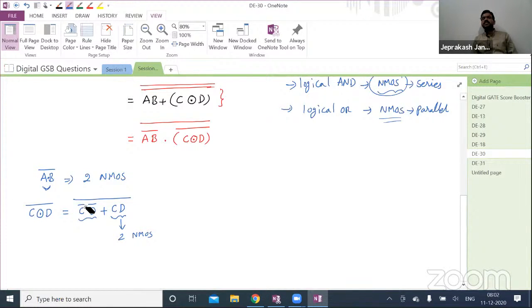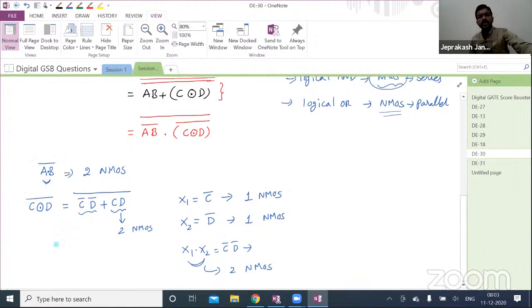Here you have C bar D bar. Whenever they don't specify in the question regarding complement inputs, you have to implement the complemented version. For implementing C bar, just observe under the complement, you have only one variable, so you require one NMOS. Similarly for D bar, you require one more NMOS. Assume C bar is X1 and D bar is X2. For implementing X1, X2, that is C bar, D bar, how many do you require? Just like CD, two variables, so you require two NMOS.